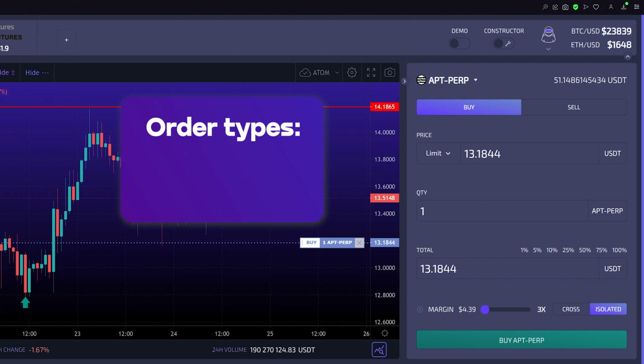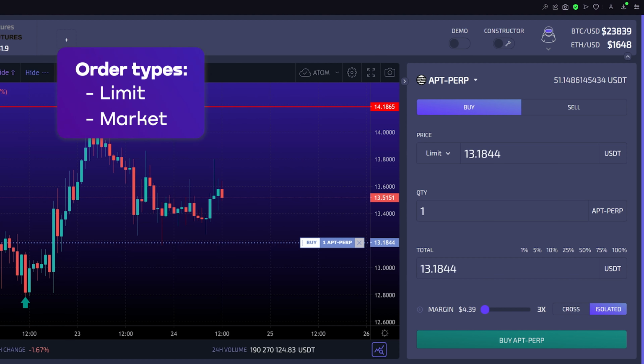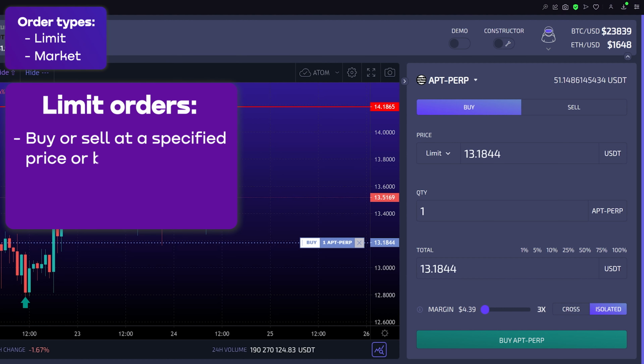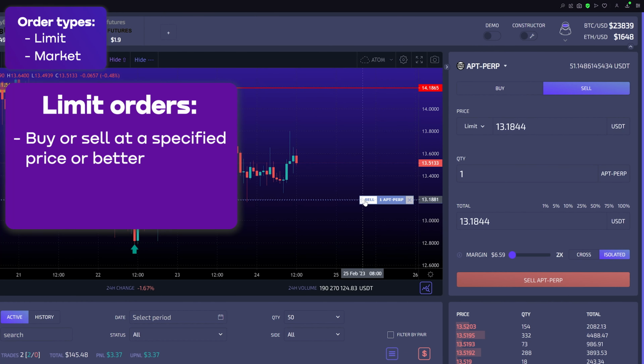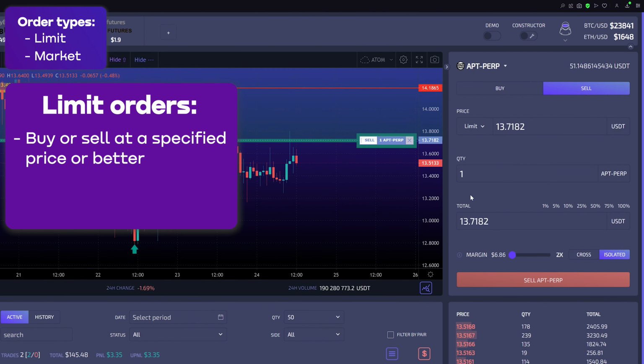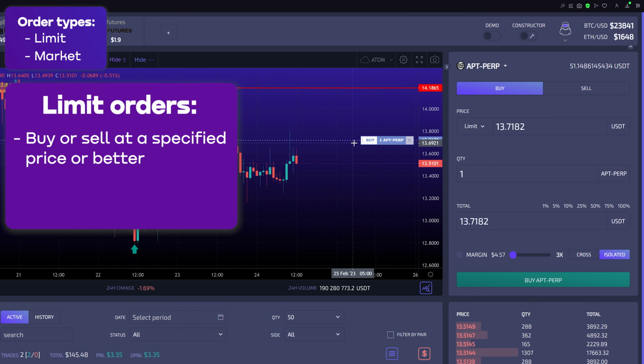There are two of them: limit and market. A limit order is an order to buy or sell an asset at a specified price or better. This type of order allows traders to better control the prices of their trades. Sell limit orders will sell an asset at a specified price or higher, and buy limit orders will buy at a specified price or lower.